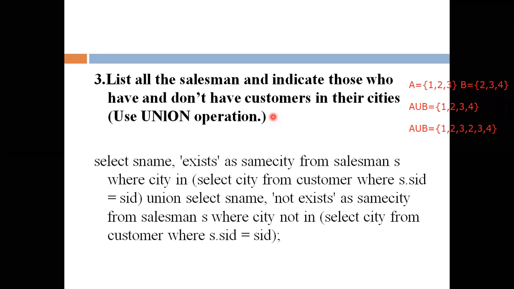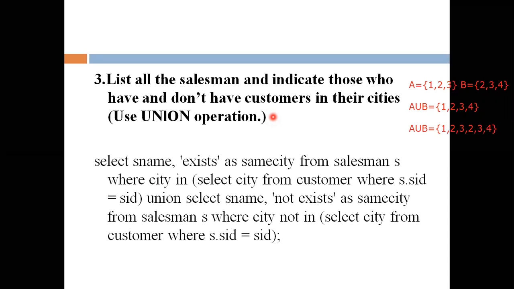List all the salesmen and indicate those who have and don't have customers. I need to talk about two things: I need to list the salesmen who have customers and those who don't have customers. Almost I'm going to talk about salesmen with all the customers, right? So if I list a salesman without any customer and a salesman with customers, almost I'm covering all the data of customer. Let me take an example.